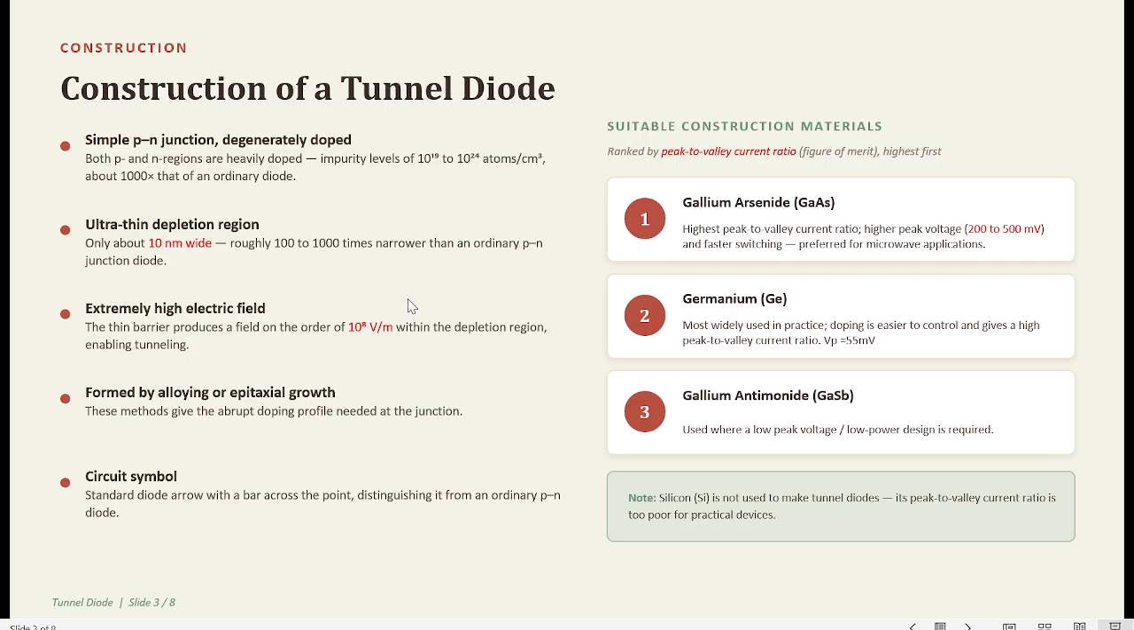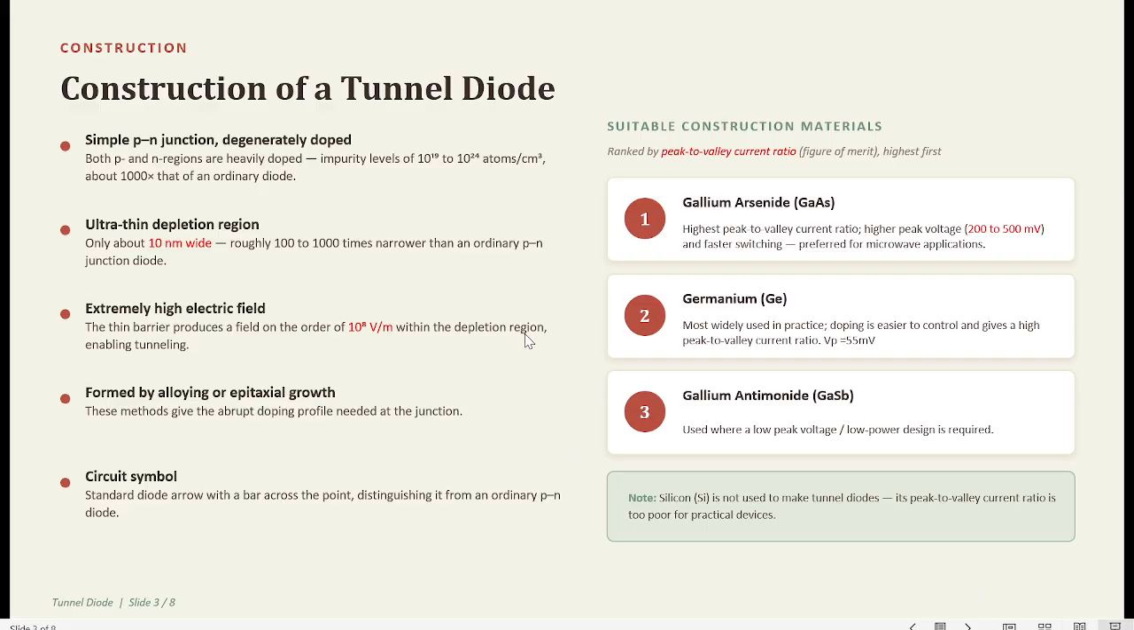the construction of this tunnel diode has certain features. This PN junction is basically degenerately doped, meaning very high doping levels in the P region as well as in the N region. So the semiconductors are therefore termed as degenerate P type and degenerate N type. Impurity level reaches up to 10 raised to the power 19 to 10 raised to the power 24 atoms per cc of the semiconductor material, and this level is around 1000 times that of an ordinary PN diode.